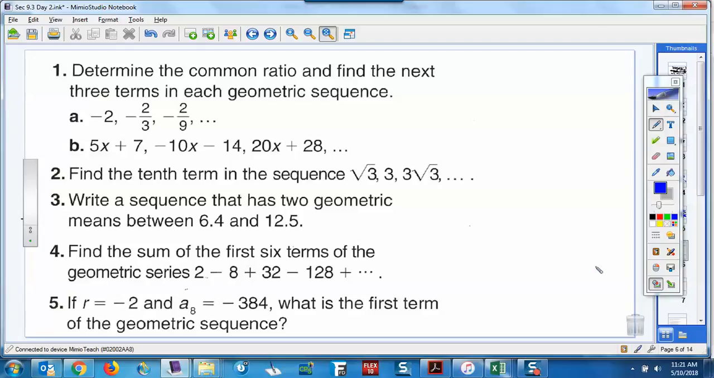Try these problems here real quick. These have to do with geometric. And a geometric mean is just a term in a geometric sequence. So 2 geometric means, so what that means here is you have 6.4, then a term, and then 12.5. Okay? I think you had a problem yesterday that said arithmetic means, and those are just terms in between. So 2 geometric means 2 terms between those 2. All right, try those.